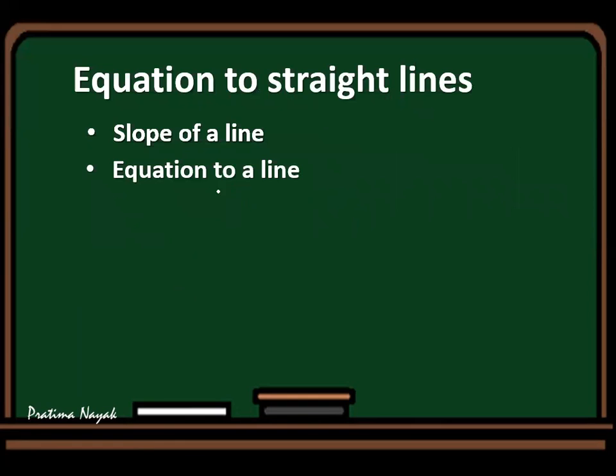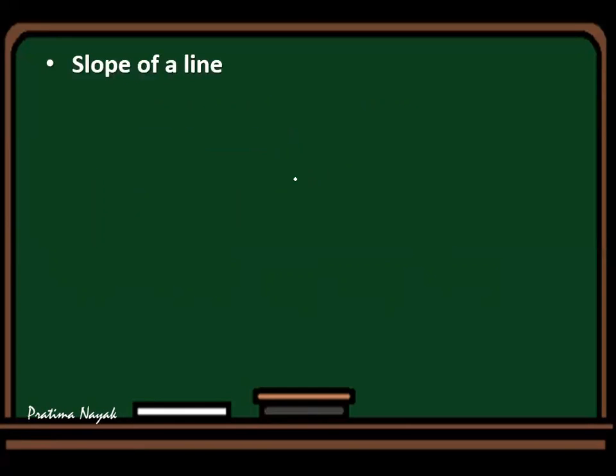Next, in this class we'll read equation to straight lines in different forms. First we'll get the slope of the line, then the equation to the line. So in this video, we'll go up to the slope of the line and exercise 10.1. And in the next, we'll go for the equation of the line. So keep on watching.